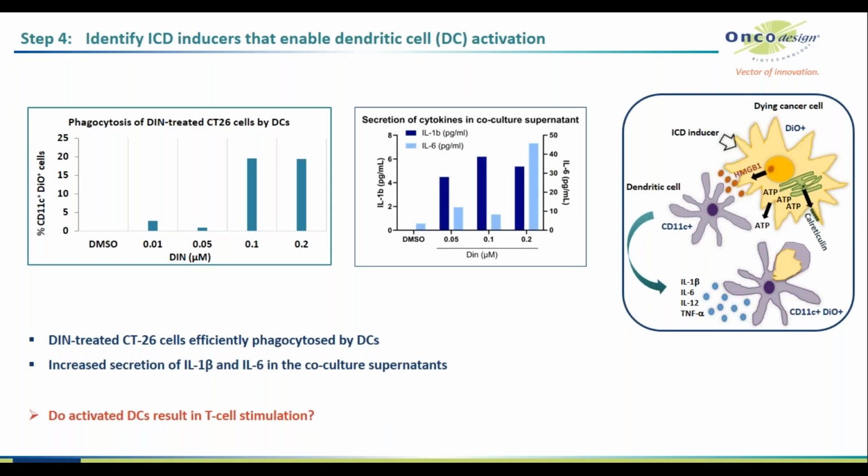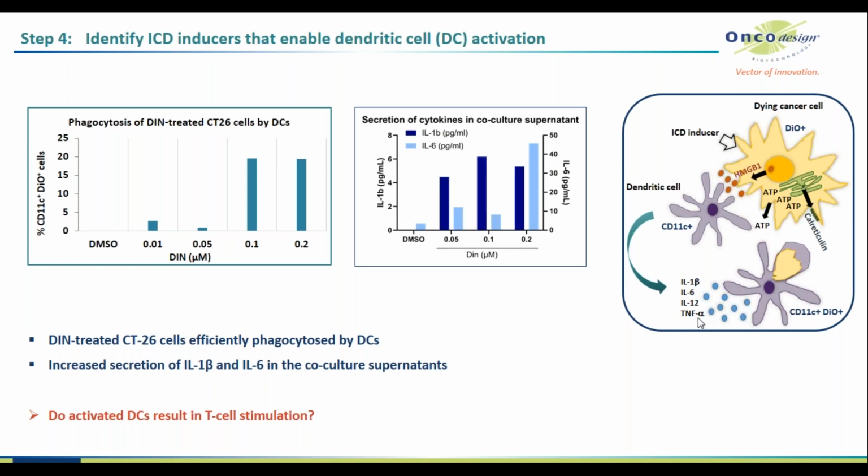So what we were able to demonstrate is that the CT26 treated with Nanocyclix, when co-cultured with dendritic cells, were taken up and phagocytosed by the DCs. That's what is represented here in this little picture. We have double positive cells, and these cells secrete IL-1 beta, IL-6, IL-12, and TNF-alpha.